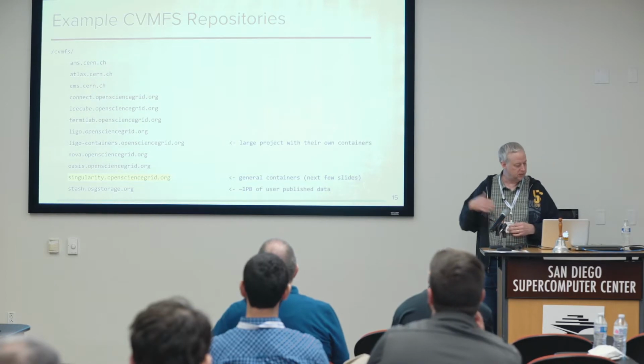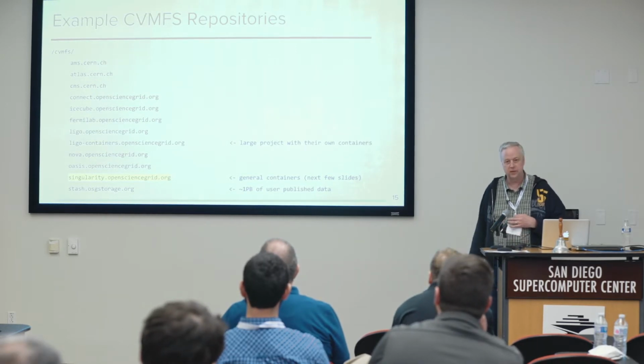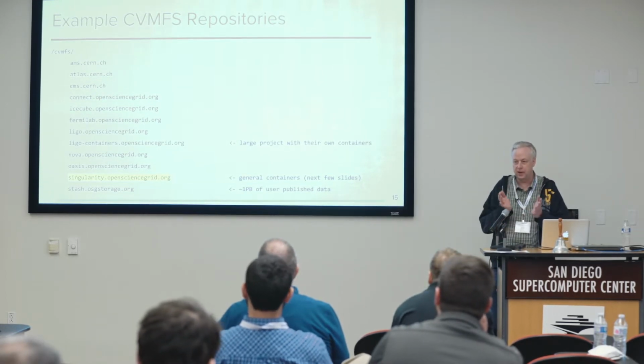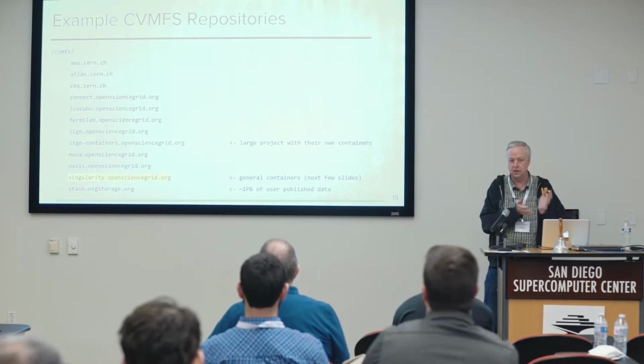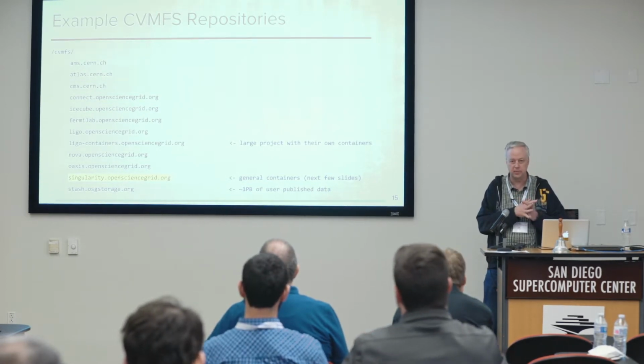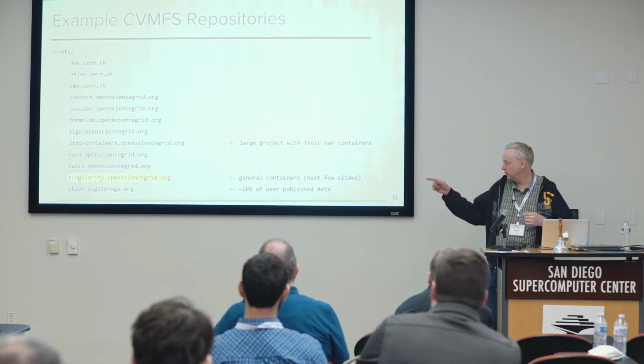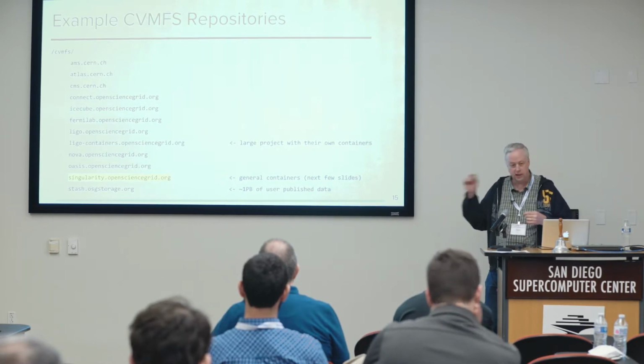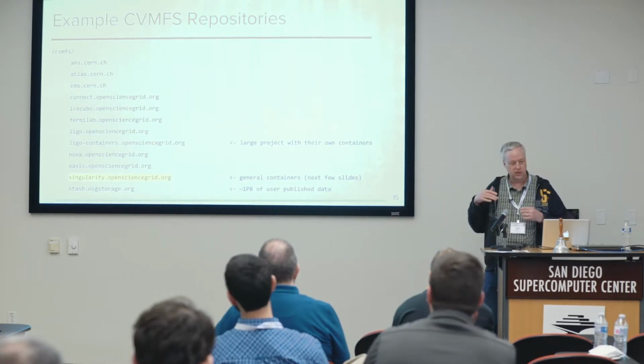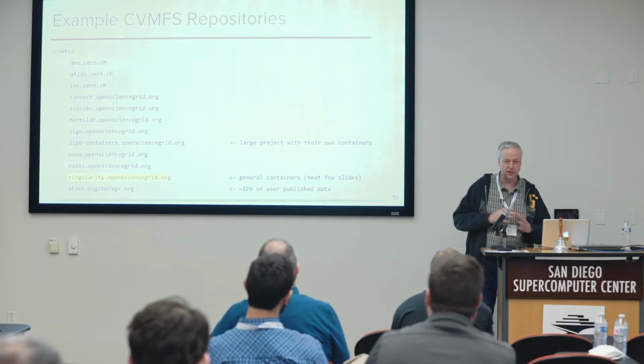Here's an example of some of the names. There's a whole lot of different CVMFS repositories. Within each repository, a different organization has the ownership of it and has the rights to publish to it. We also have one in particular I'm going to talk about, singularity.opensciencegrid.org, which is just a place for holding Singularity containers.